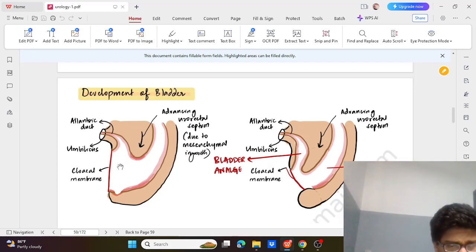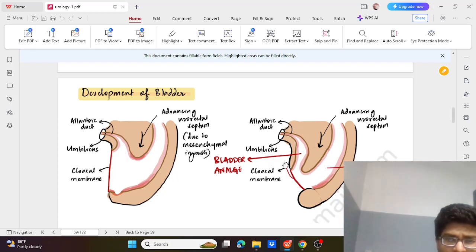So bladder develops from the urogenital sinus or the bladder analgae. There's a urorectal septum which comes down from the central part of the mesoderm, and the anterior part to the urorectal septum forms the urogenital sinus from which the bladder develops, and the initial part is called the bladder analgae, and the posterior part develops as the hindgut or rectum.